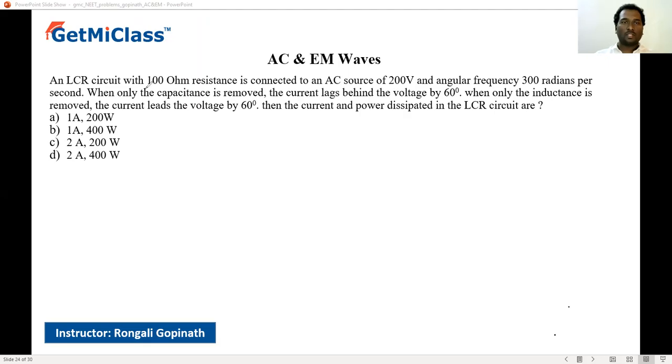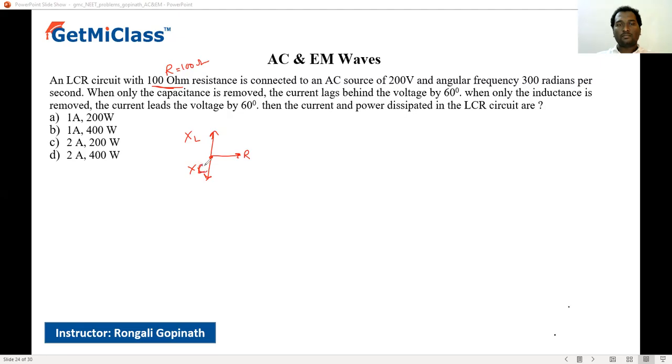So here, the value of the resistance is 100 ohms. And if you see, when only the capacitance is removed, the current is lagging behind the voltage by 60 degrees. And if only inductance is removed, the current leads the voltage by 60 degrees. What can we infer from here? We can infer that XL and XC magnitude wise, they are same, right?